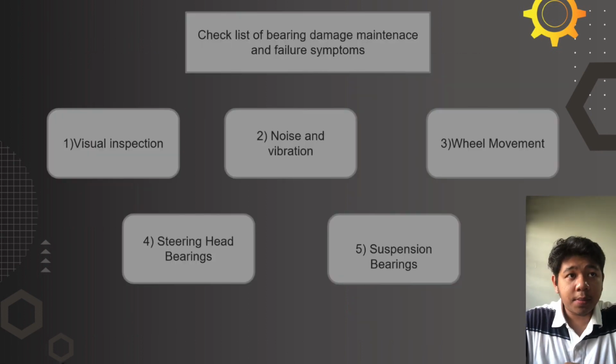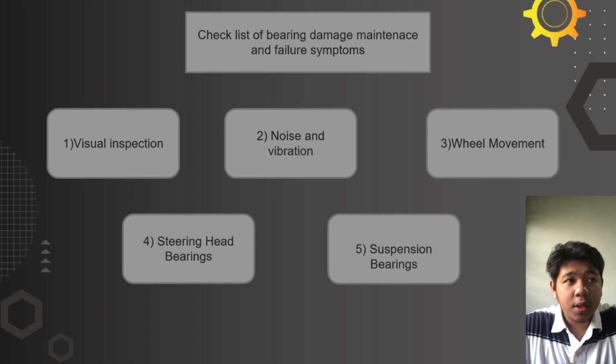Checklist of bearing damage, maintenance and failure system. The first one, visual inspection. The second, noise and vibration. Third, wheel movement. Fourth, steering head bearings. And the fifth, suspension bearings.